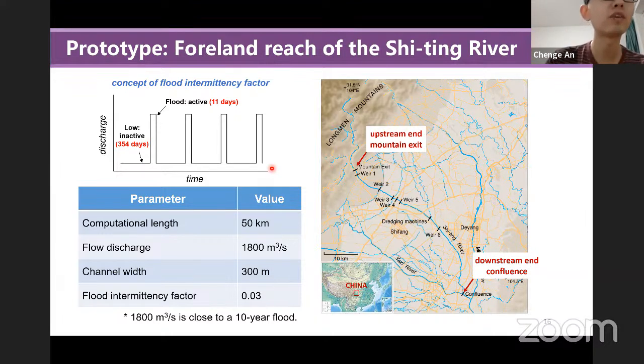And how does sea level rise influence the pattern? In this case, sea level rise does not play a role because the reach is very far from the sea, more than 1,000 kilometers. So maybe it will take a very, very long time for sea level rise to influence this part. But if the river is not that far from the coast, maybe sea level rise will play some role.